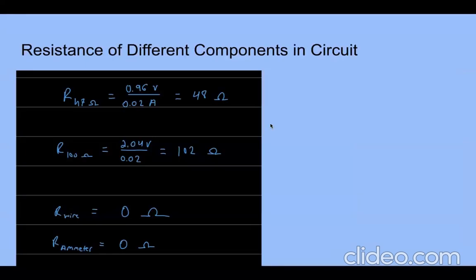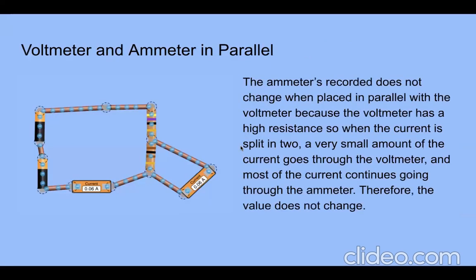And here we see that the 47 ohm resistor is actually resisting 48 ohms, and the 100 ohm resistor is actually resisting 102 ohms, which is pretty close and probably just a discrepancy caused by the computer program not being the most precise.